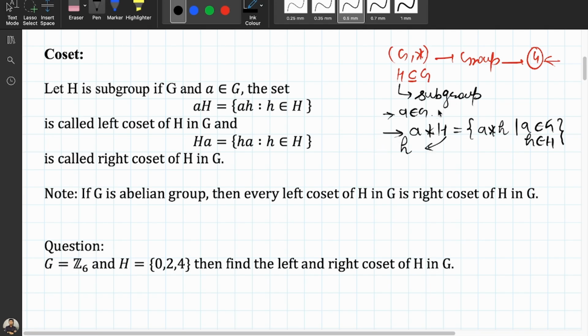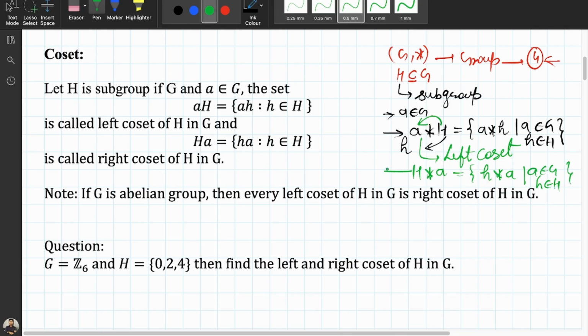Now there are two types of cosets. If I operate with a on the left side, then this is known as the left coset. If I write h * a, such that a belongs to G and h belongs to H, this is known as the right coset.